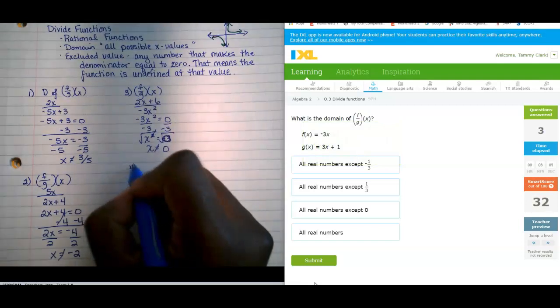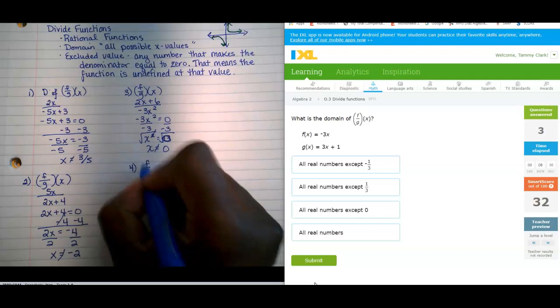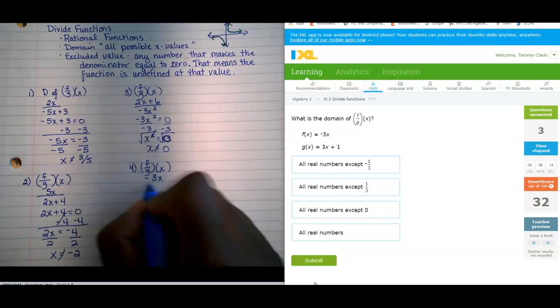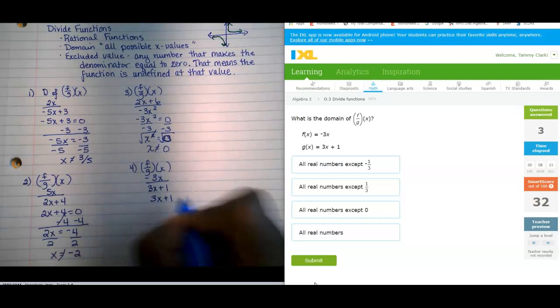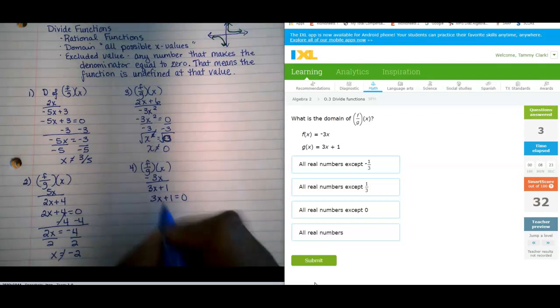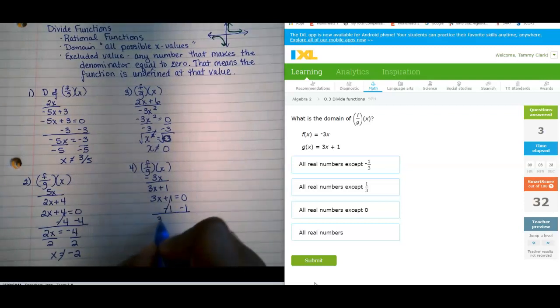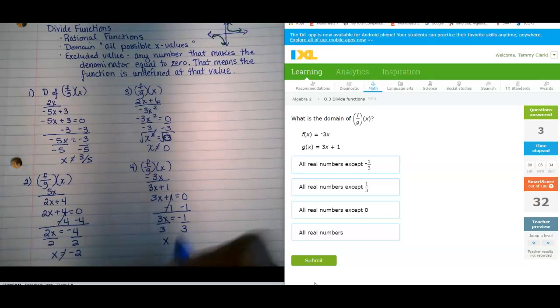Number 4, we've got, again, f of x divided by g of x. Our f of x is negative 3x. Our g of x is 3x plus 1. And you're probably already doing this. Put 3x plus 1 equal to 0. Solve for x by subtracting 1 from both sides of the equation. So I've got 3x equals negative 1. I'm going to divide by 3 on both sides of the equation.